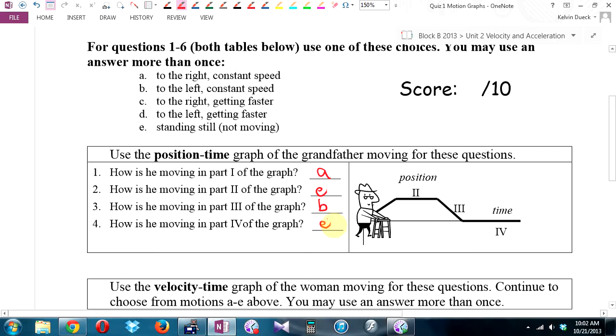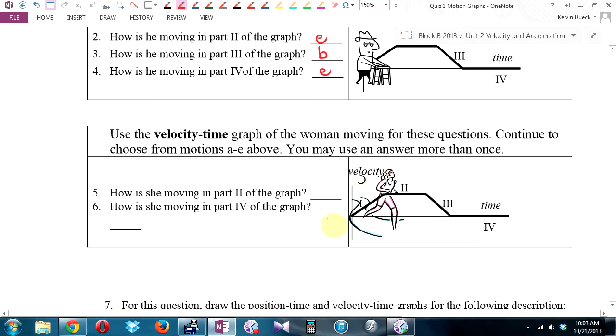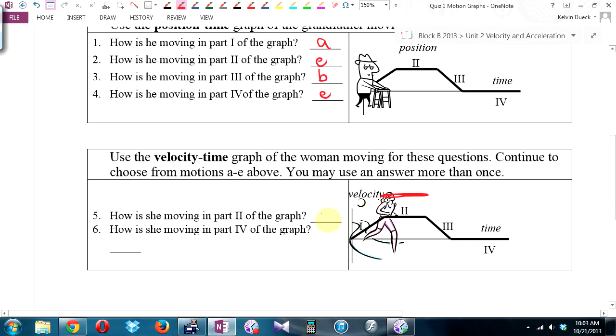Now we're looking at a velocity time graph, a little trickier. It says, also using A to E, how is she moving in part 2? Now in a velocity time graph, velocity is not slope. Where does velocity appear on a velocity time graph? It's your height. It's how high you are. So it looks like in this section right here, we have same height the whole way through. Replace the word height with velocity. Same velocity the whole way through. Positive velocity because we're above 0. I think we're also moving to the right in a positive direction.